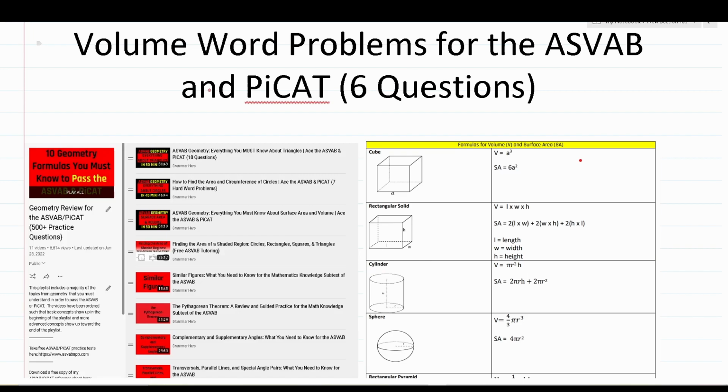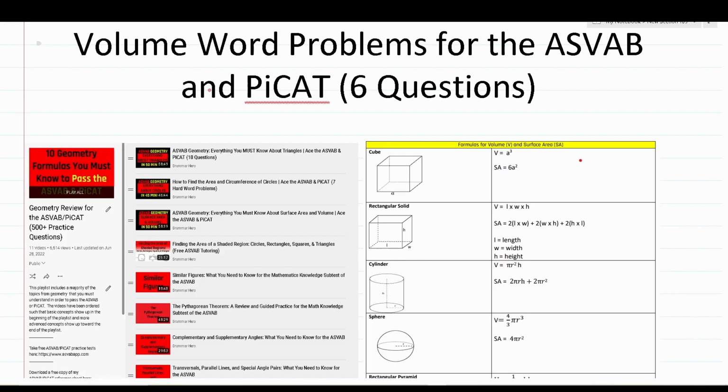As a quick reminder, you're not permitted to use a calculator or a reference sheet on the actual ASVAB and PiCAT, so as you work your way through these 6 practice test questions, try not to use any of those resources.